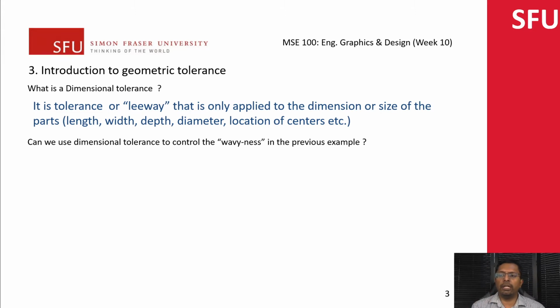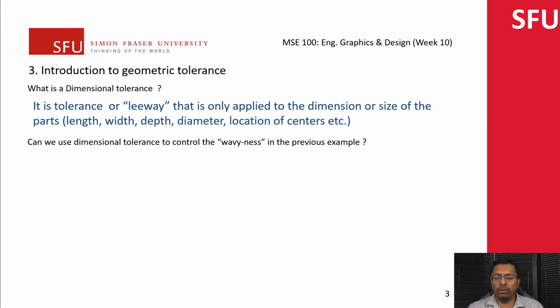Then the question is, in the previous example, can I actually control the shape? If you think about the previous object on the previous page, can I control the waviness of the far edge using the dimensional tolerance?